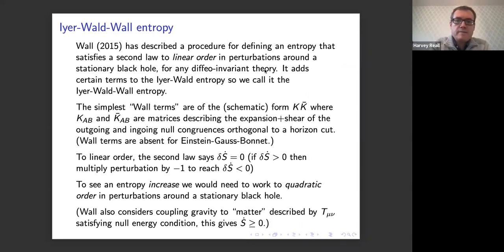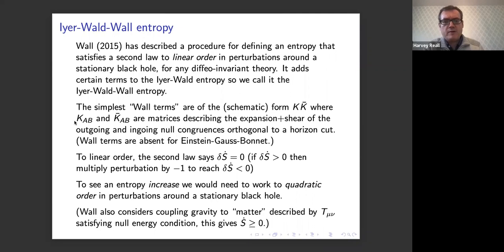So Wall's procedure adds certain terms to the Iyer-Wald entropy, and so it's Iyer-Wald plus some new stuff, and so therefore we decided to call it the Iyer-Wald-Wall entropy. So this is the thing that Wall's procedure produces. This defines an entropy to linear order in this perturbative situation that I've just described, and it's for any diffeomorphism invariant theory.